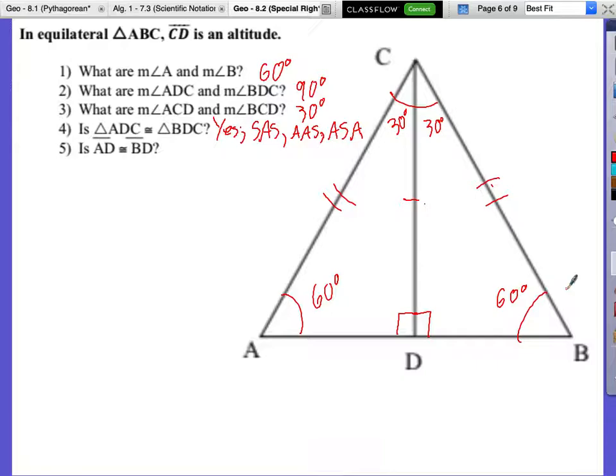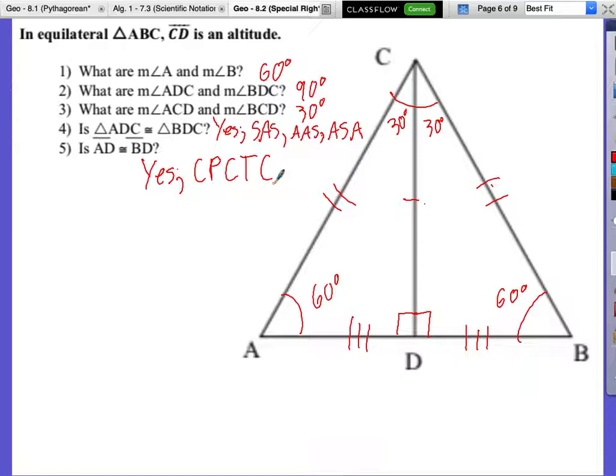So after all, if we know the triangles are congruent, then do we know that AD is going to be congruent to BD? Yes, because corresponding parts of congruent triangles are congruent. That was a mouthful. It's something we learned way back in chapter 4. That's saying corresponding parts that go together of congruent triangles are congruent. So because AD corresponds with BD in these congruent triangles, they're congruent.